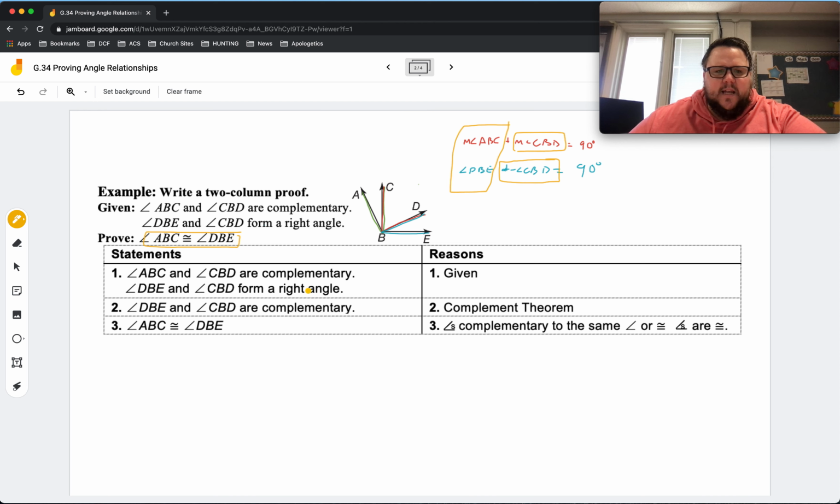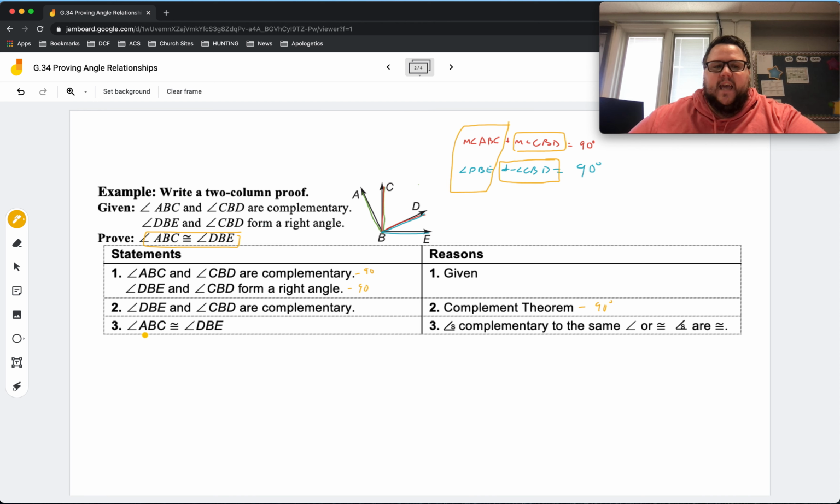So they start off with writing out what's given. Angle ABC and CBD are complementary, which means 90 degrees. And DBE and CBD form a right angle, which again is also 90 degrees. So we can jump right to this. Angle DBE and CBD are complementary because the complementary theorem says they add up to 90 degrees.